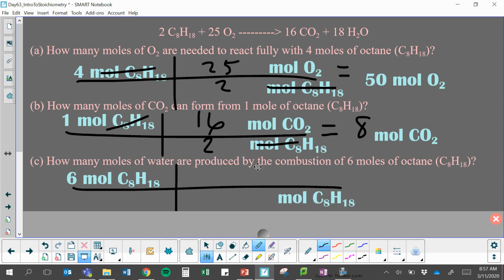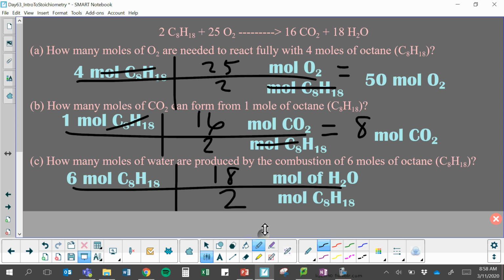And it wants to know how much water is going to be produced. So we're going to put moles of water on the top. We look at our equation. We have 2 moles of octane needed, and if we do that, we will make 18 moles of water.